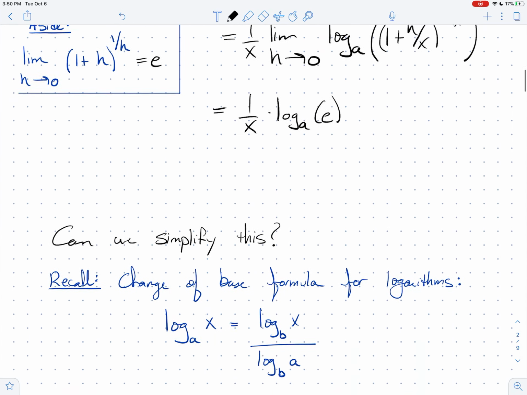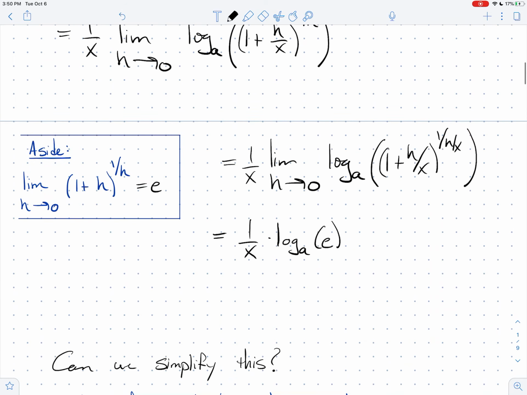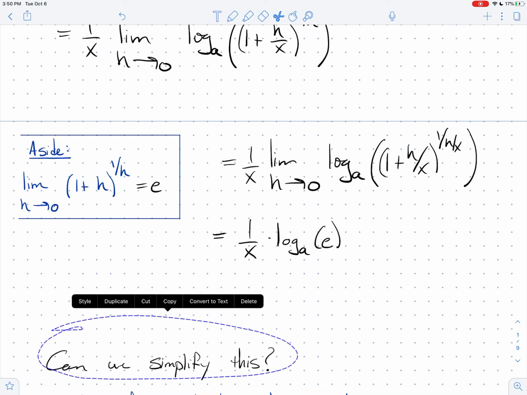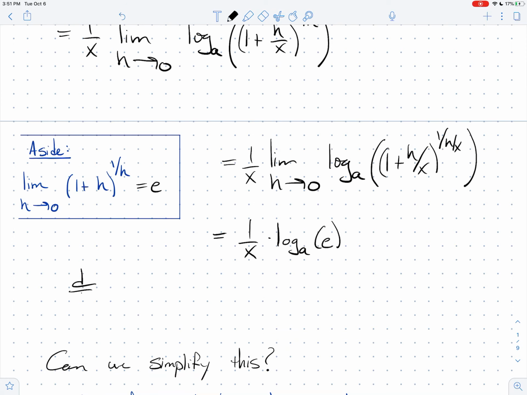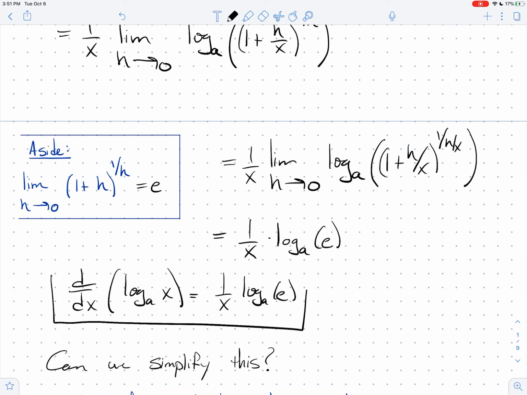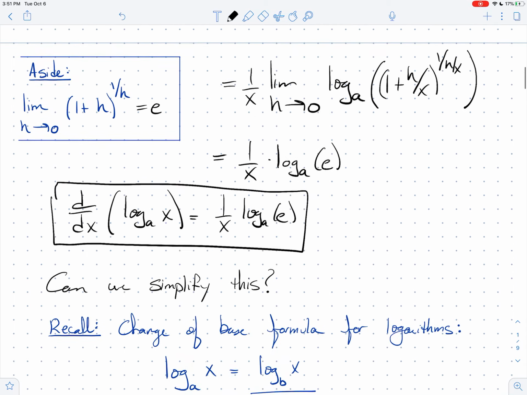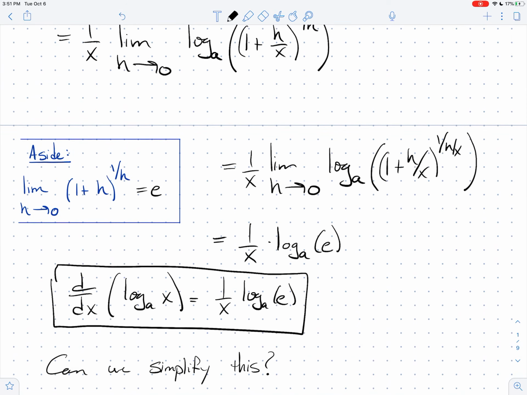And so the question that I want to ask is, can we simplify this? Is there a way that we can simplify this? Maybe we'll actually say one more line. We'll say, okay, so far we have d/dx of log base a of x is 1 over x times log base a of e. And so there it is. But can we simplify this? Somehow log base a of e is not really very satisfying.